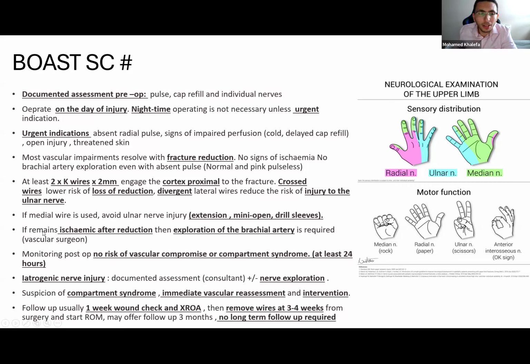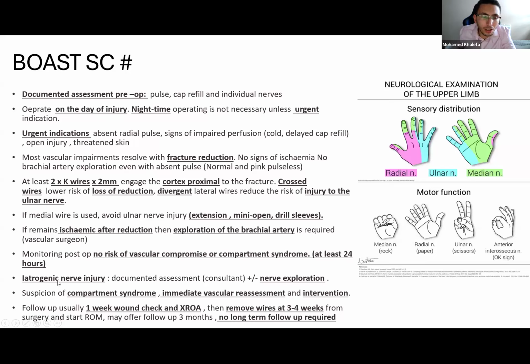So when to explore? Do you explore after you reduce it, happy with it, and the limb is still ischemic? Then yes, this is indication now that there might be a problem with the vessels. So the vascular team has to be aware. So any pulseless limb or ischemic limb, even if they're not going to explore, you inform vascular at the beginning. Tell them be on standby. They come in if after the reduction it's still not sufficient. Okay, and then you have to monitor post-operatively. Usually you will monitor for two things: vascularity and compartment syndrome, at least 24 hours.